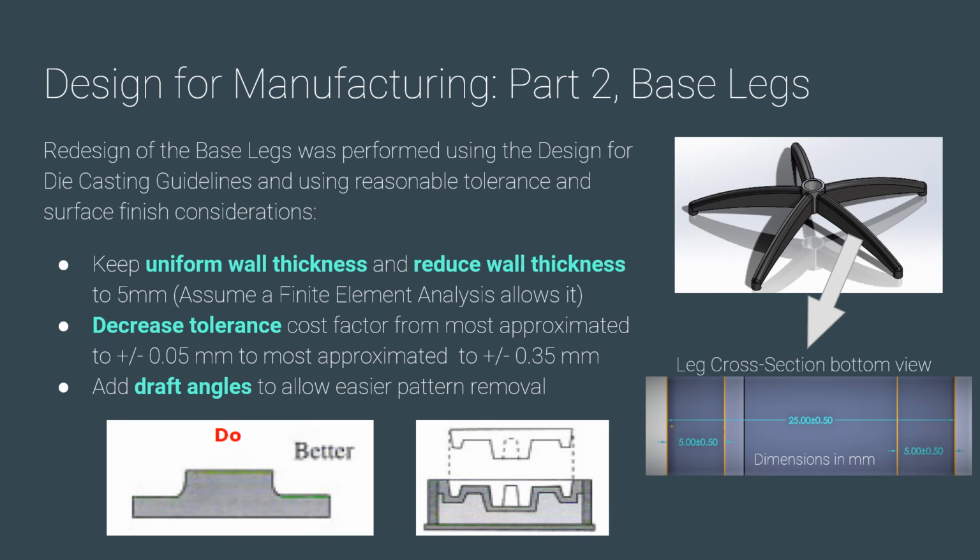The base legs were manufactured using die casting, and their redesign was done using the Design for Die Casting guidelines. One of these guidelines is to use a uniform wall thickness, and we also reduce the wall thickness to 5 millimeters, assuming a finite element analysis allows it. Another thing we did was decrease the tolerance cost factor to plus minus 0.35 millimeters because the legs don't require such a precise tolerance. We could do that. And we also added draft angles to allow an easier pattern removal.